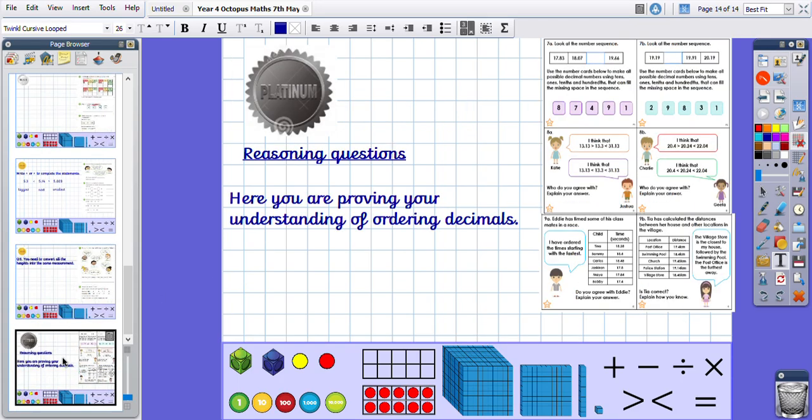Finally then, for platinum you are doing some reasoning questions, so here you are proving your understanding of ordering decimals independently. If you need any help, please email me. I am always at the end of an email. Good luck.